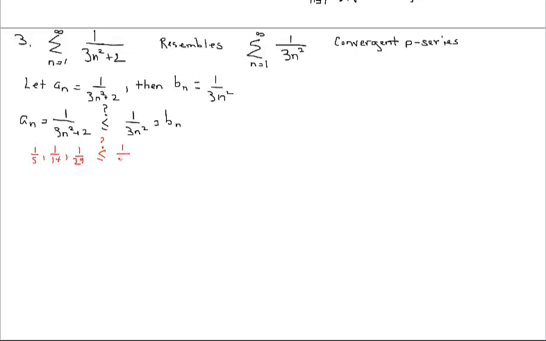So if n is 1, we get 1/3. If n is 2, we get 1/12. If n is 3, we get 1 over 27. So let's just look at the comparison. 1/5 is definitely less than 1/3. 1/14, a larger denominator, is going to be smaller than 1/12. 1/29 is going to be smaller than 1/27. So these denominators here will always be bigger, meaning the value of the fractions will be smaller. So it looks like this one is going to work with that comparison.